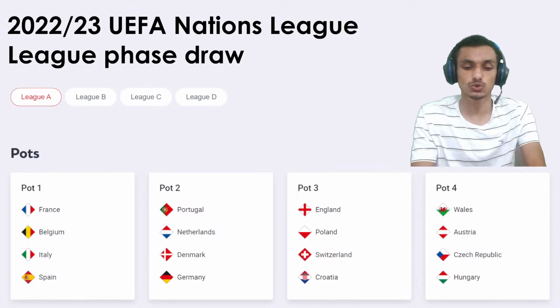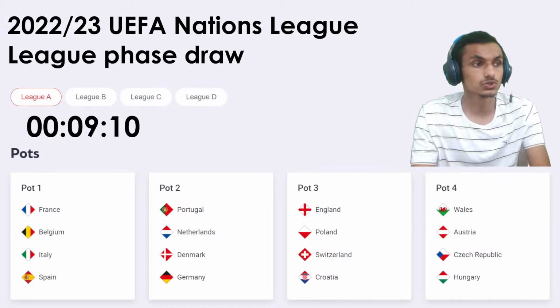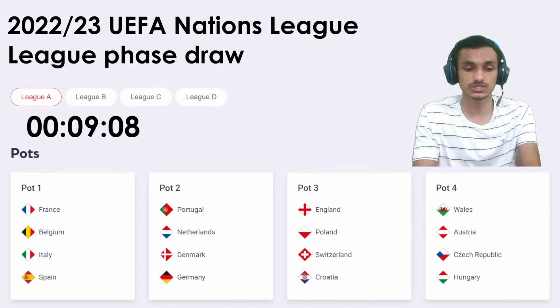Nations League draw 2022-2023. So anyway, we can go through the draw procedures for you.